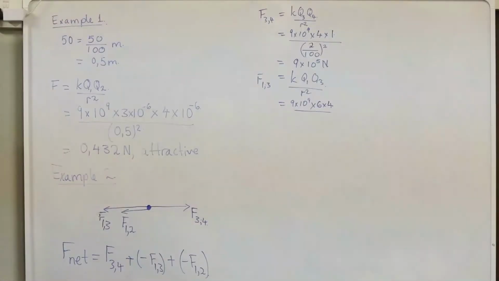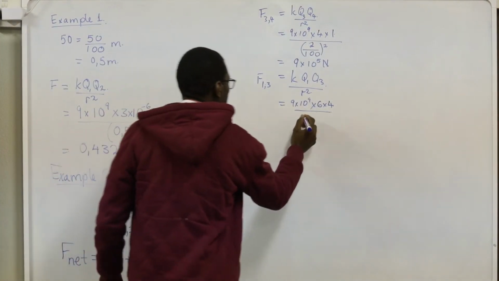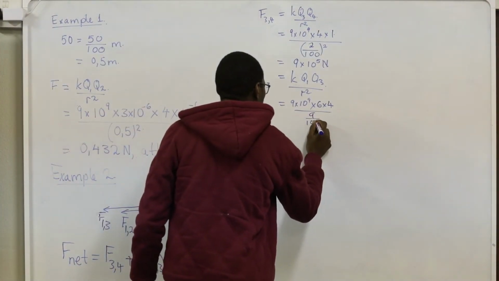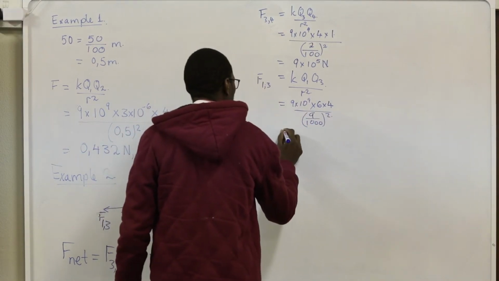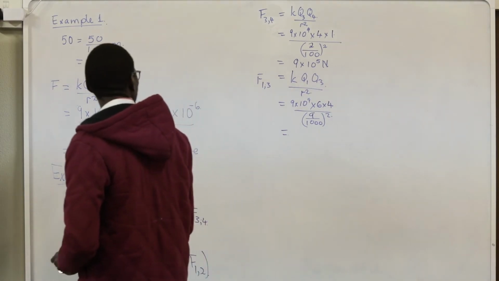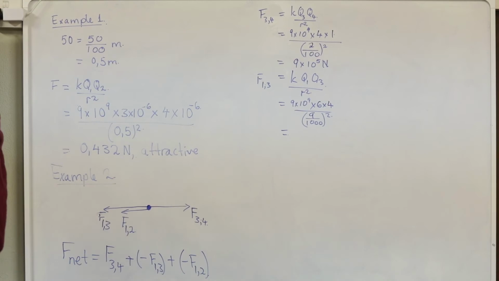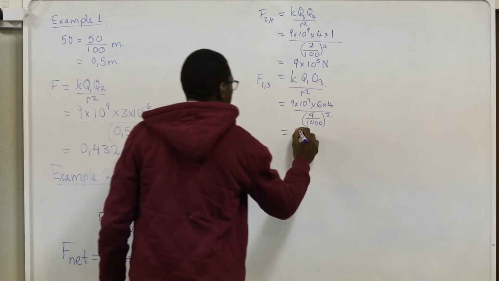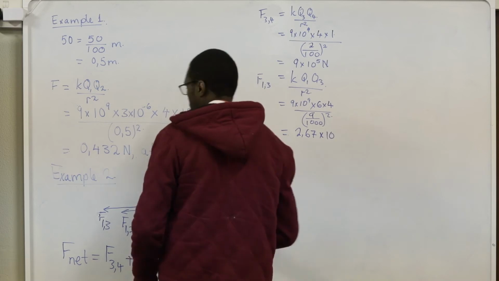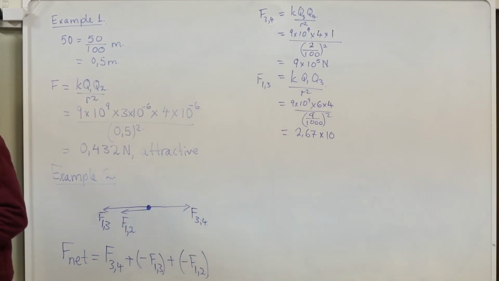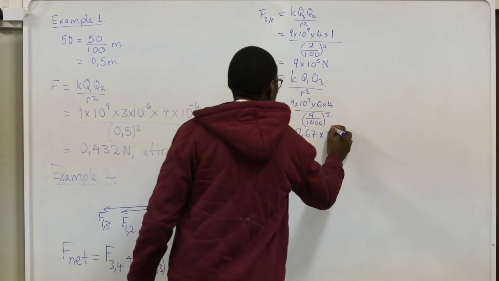If we are going to change millimeters to meters, we are dividing by 1000 or multiplying by 10 to the power negative 3. It is going to be equal to, pull out your calculators quickly and do the calculation for me. Find the answer there. All right, your answer should be 2.67 times 10 to the power of 3 newtons.